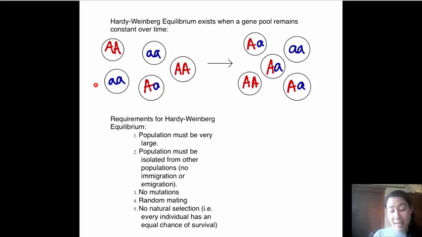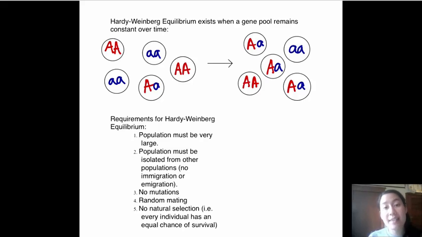So here in my example, if each one of these circles is a person, then a capital A is the dominant allele and a lowercase a is the recessive allele. And the gene pool refers to all of these alleles that are in this population. So in the population that I have right here, I have 10 alleles. 5 people, 2 alleles each, because that's how our genes work. We get one copy from our mom and one copy from our dad.